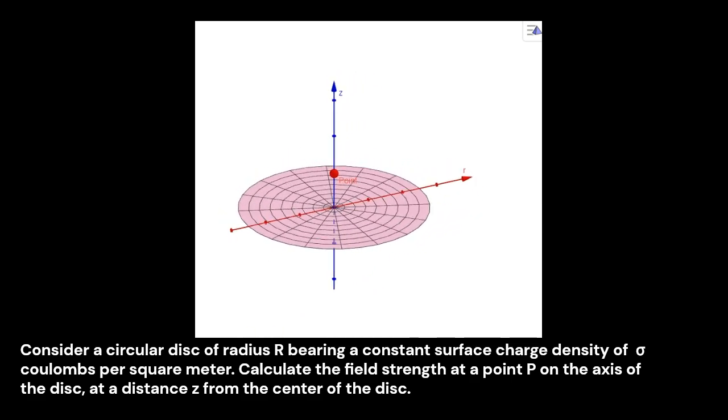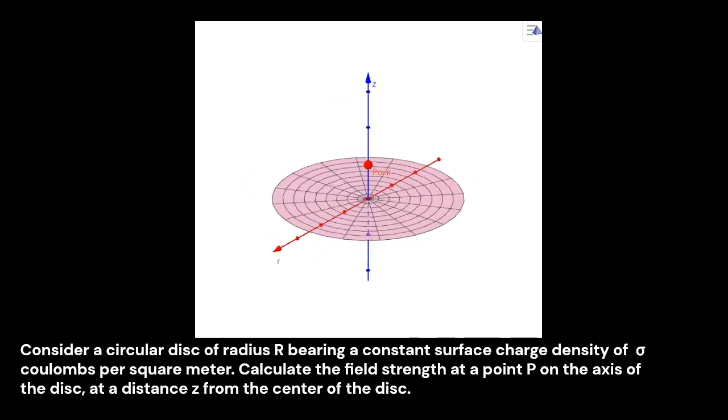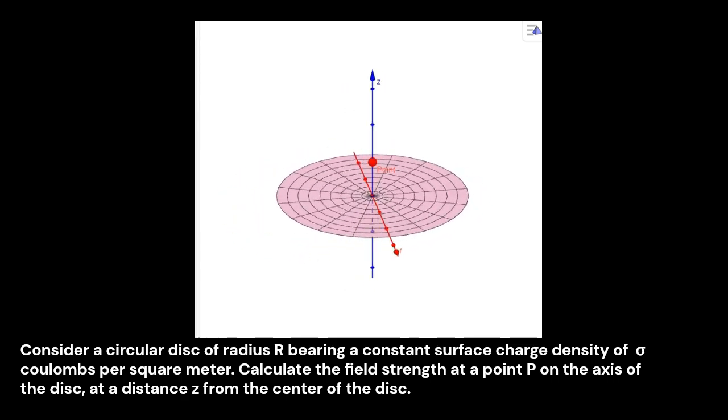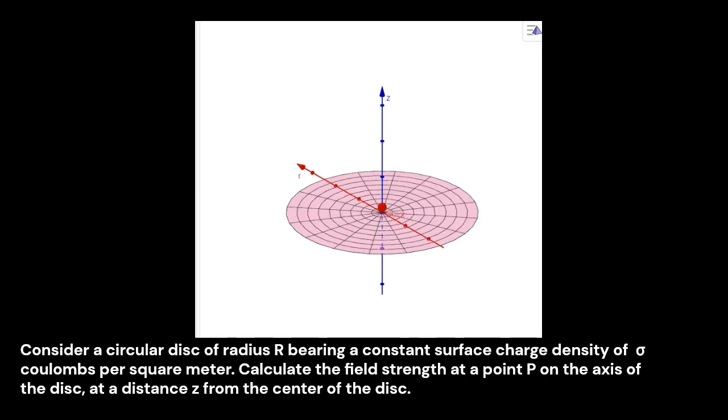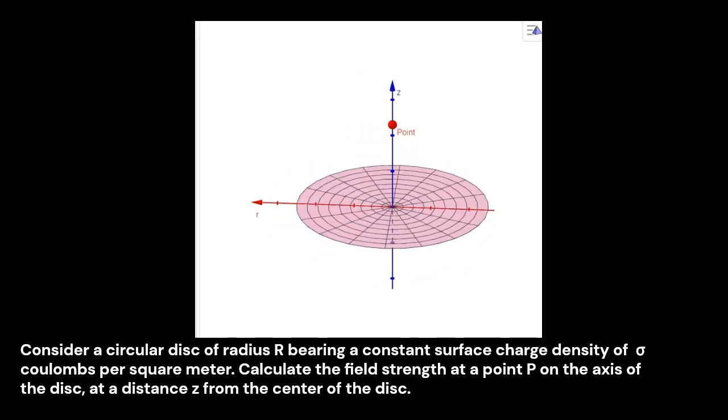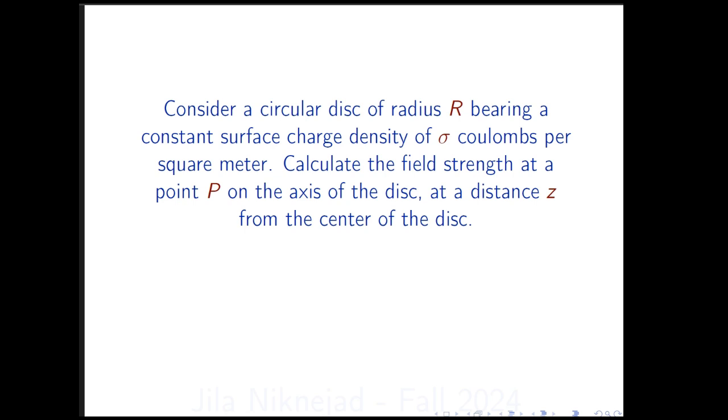In this video, we discuss charged disk. Consider a circular disk of radius r bearing a constant surface charge density of sigma. Calculate the field strength at a point P on the axis of the disk at a distance z from the center of the disk.